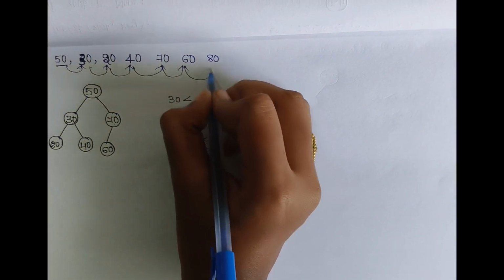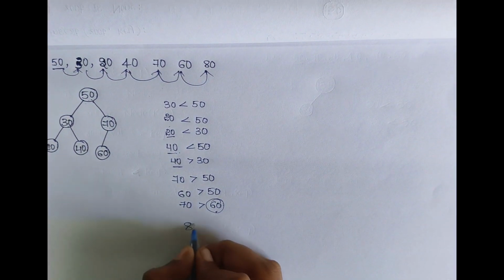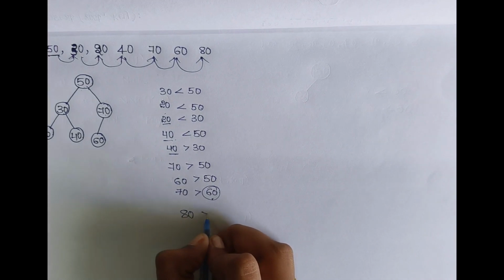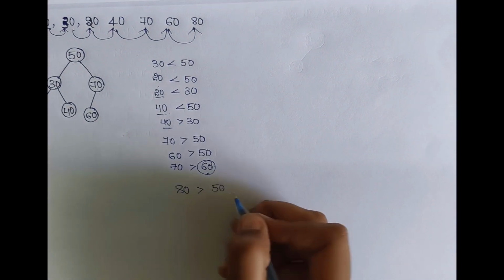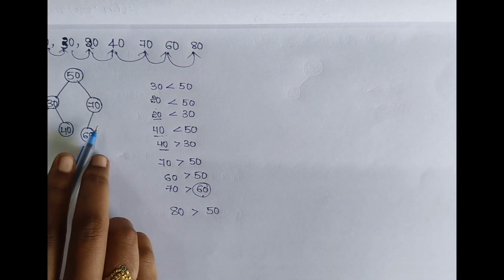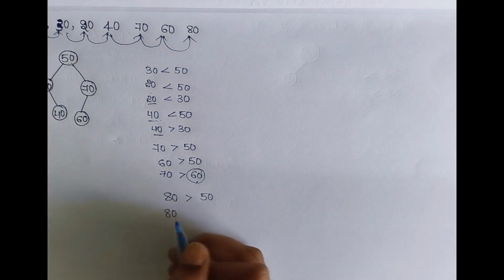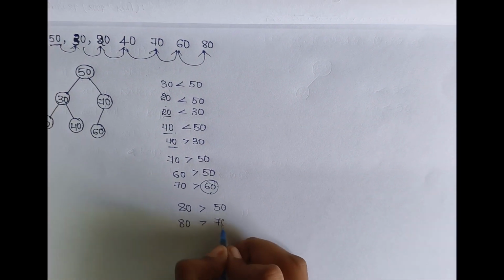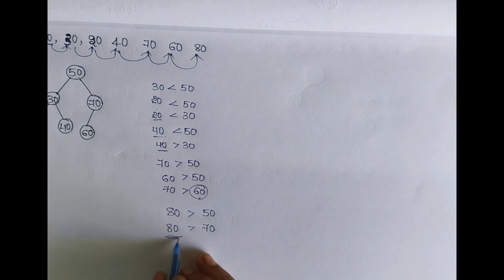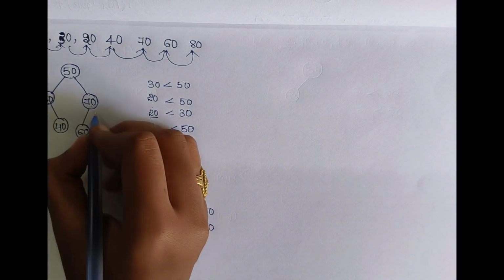And then consider 80. Here 80 is greater than 50. So we have to move to the right subtree and then check 80 is greater than 70. So insert 80 as right child of 70.